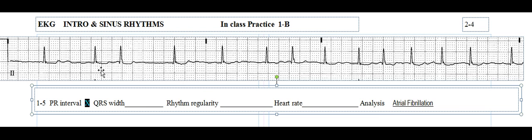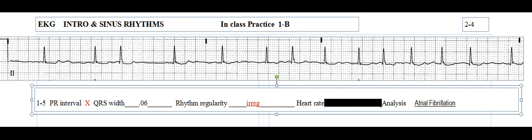All right, then we want to look at regularity, which is very irregular. 0.06. And let's look at regularity here. Sorry, I got a frog today. Regularity is irregular.